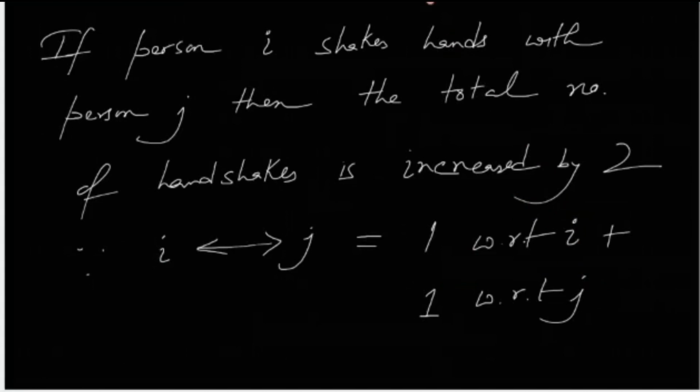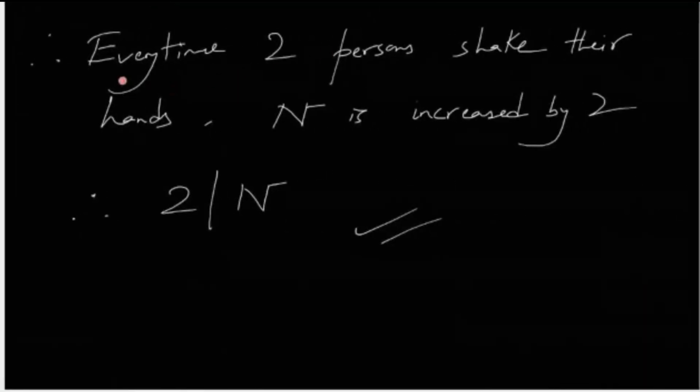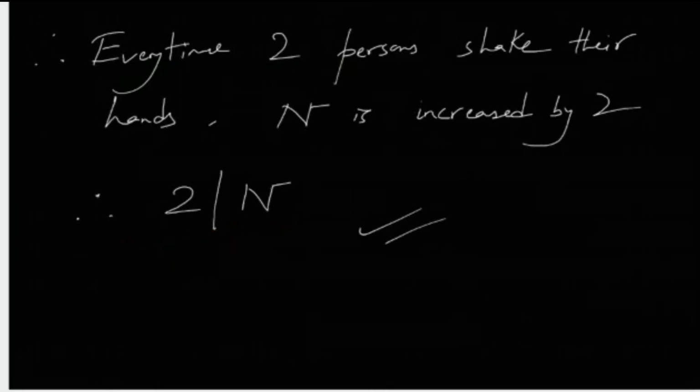So if initially n is zero, it increases every time someone reports their number of handshakes. Every time two persons shake hands, n is increased by 2. Therefore, 2 divides n, because n is initially 0 and every time a handshake is done, it is increased by 2. So the ultimate value of n is going to be even, right? So n is going to be divisible by 2. Very easy, right? So n is actually a multiple of 2.